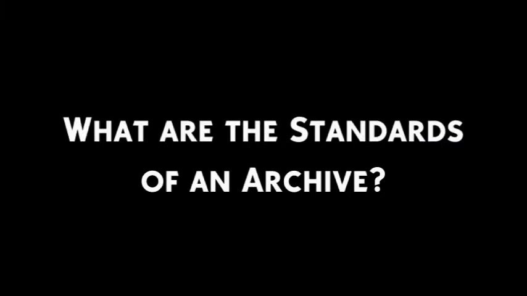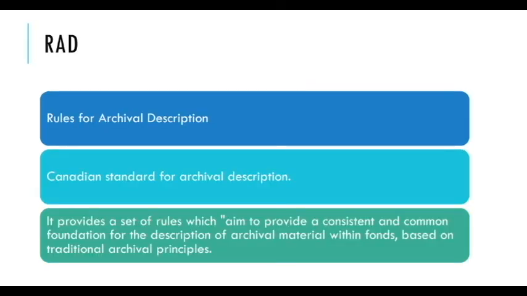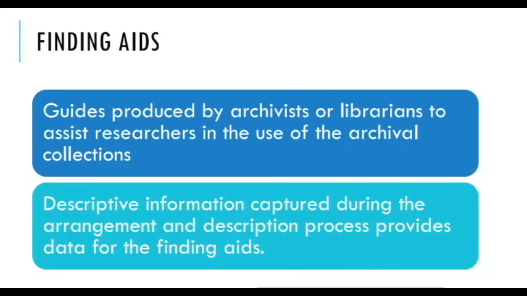Next, what are the standards of an archive? ISAD(G), which is the general international standard of archival description. Next is RAD, which is the rules for archival description. And of course, finding aids, it is a guide produced by the archivist.